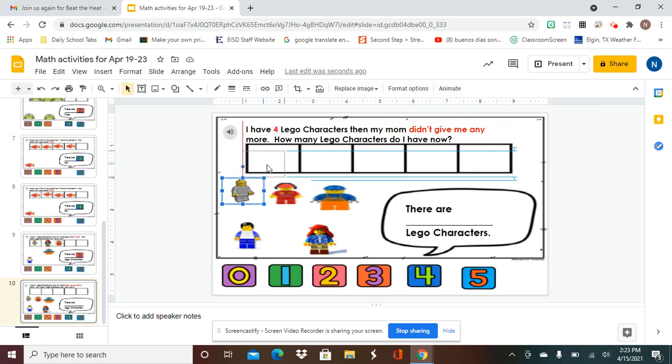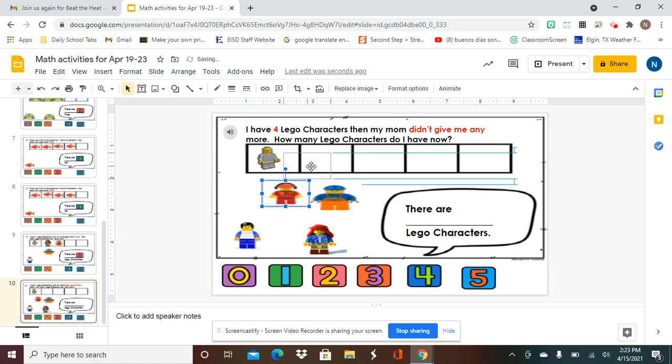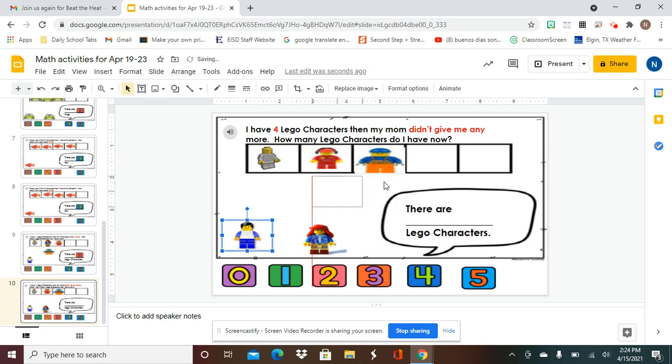So I'm going to move 4 of them up here. That's 1, 2, 3, and 4. So I have 4 Lego characters. They're right there. Then my mom didn't give me any more.